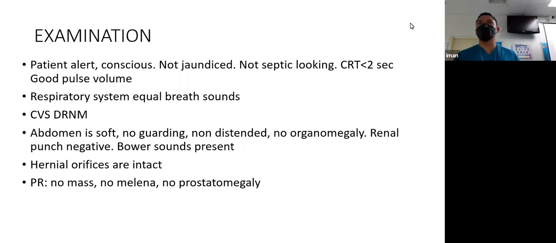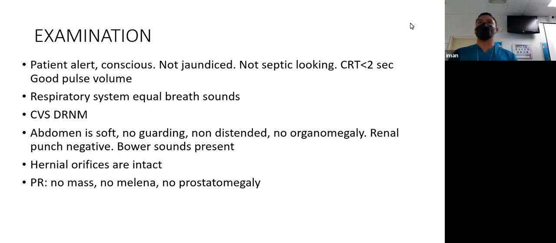While the houseman is taking blood, you examine the patient. Patient is alert, conscious, not jaundiced, not septic looking. CRT less than 2 seconds, good pulse volume. Then we proceed with auscultation. Respiratory: equal breath sound. CVS: dual heart sounds. Patient came with abdominal pain, so the most important thing is to check the abdomen.